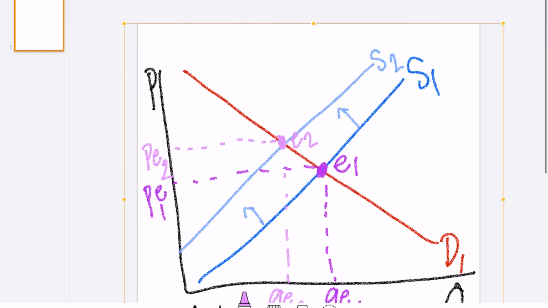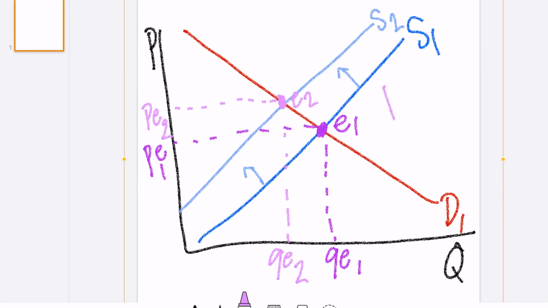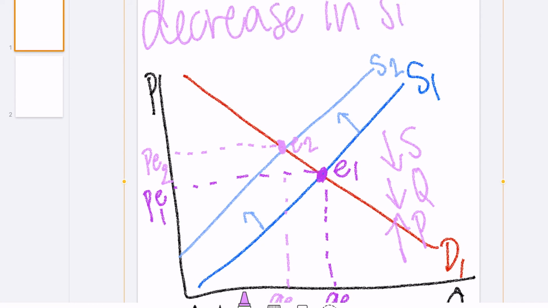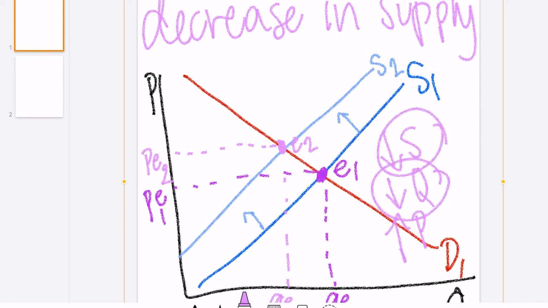And so when there is a decrease in supply, there is a decrease in quantity, but an increase in price. And so this is a decrease in supply. Again, it's a decrease in supply, which is a decrease in quantity, but an increase in price. And you can see that over here on the axis. And that is your decreases. And this is only shifting demand or only shifting supply.